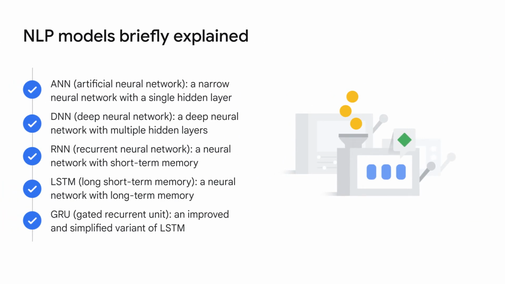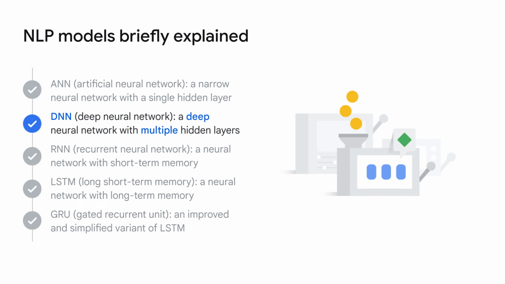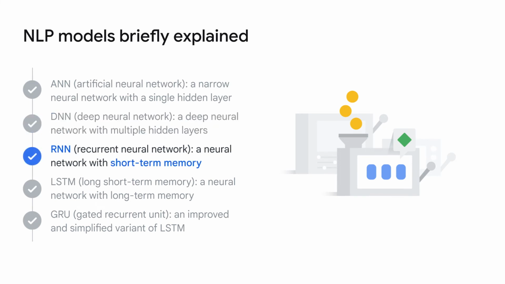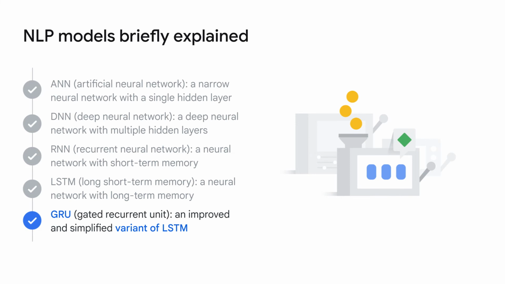NLP models briefly explained. ANN, artificial neural network, a narrow neural network with a single hidden layer. DNN, deep neural network, a deep neural network with multiple hidden layers. RNN, recurrent neural network, a neural network with short-term memory. LSTM, long short-term memory, a neural network with long-term memory. GRU, gated recurrent unit, an improved and simplified variant of LSTM.